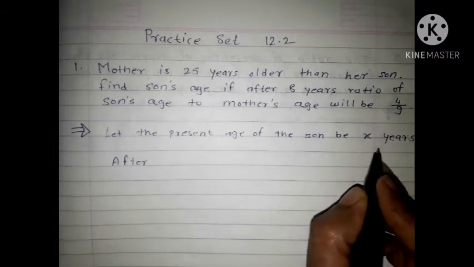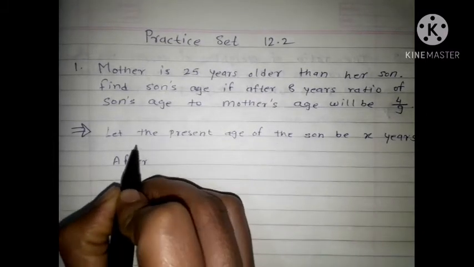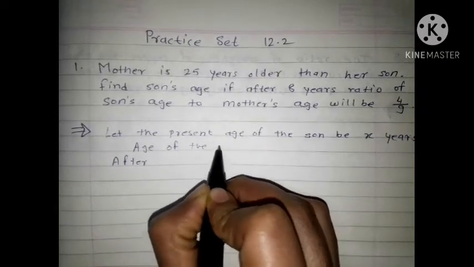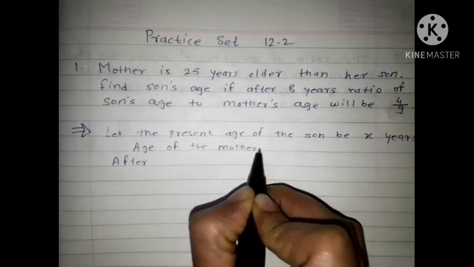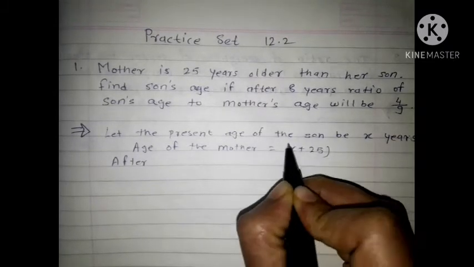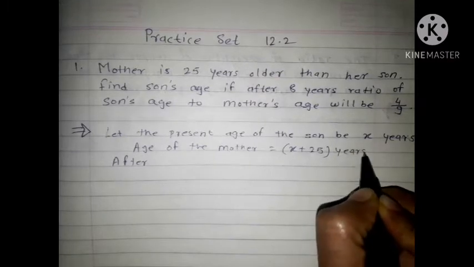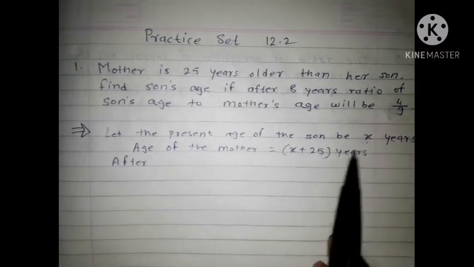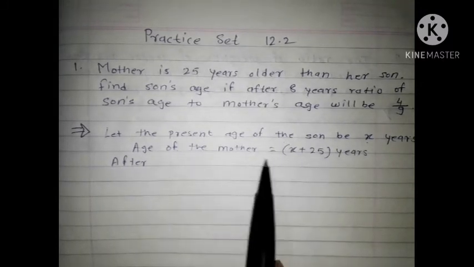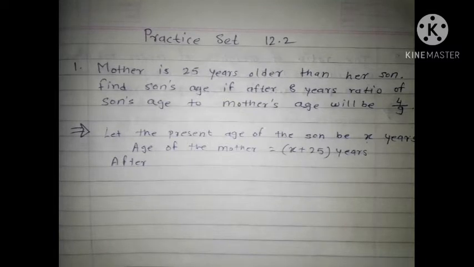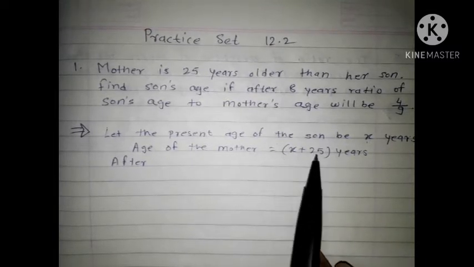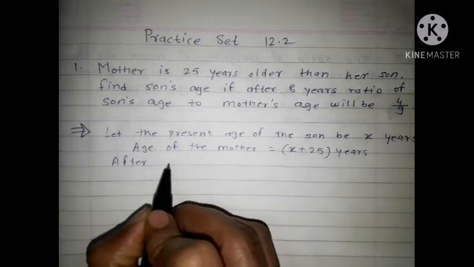If the age of son is x years, therefore age of mother will be x plus 25 years. Why x plus 25? Because age of son is x years, and mother is 25 years older than her son. Therefore the age of mother will be x plus 25.